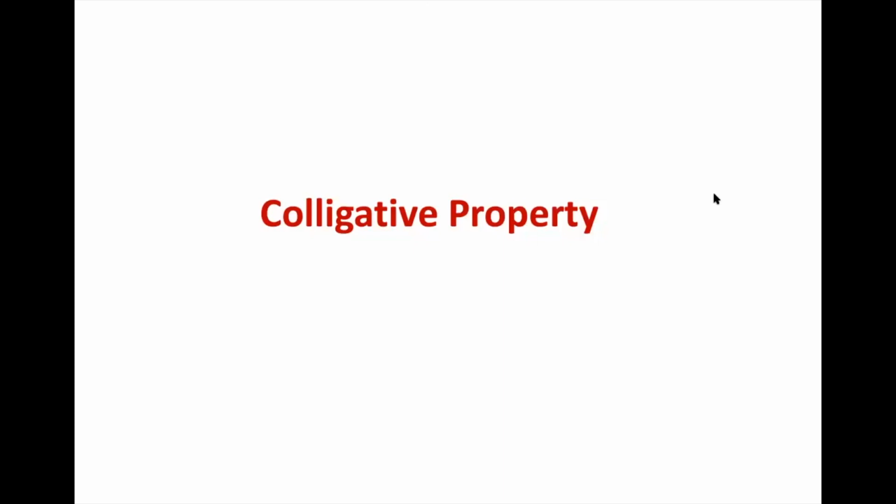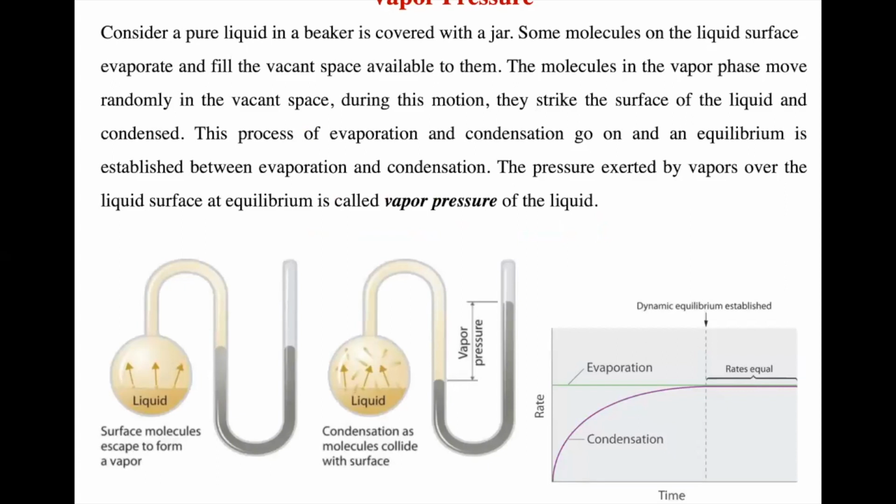In order to understand the colligative property, first all of you need to understand the vapor pressure. What is the vapor pressure? Let's understand it. In this diagram, if you take any volatile liquid in a container, after some time the molecules at the surface of the liquid will start to evaporate, and the evaporated molecules will occupy the vacant position.